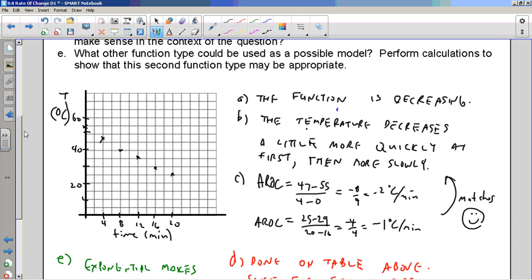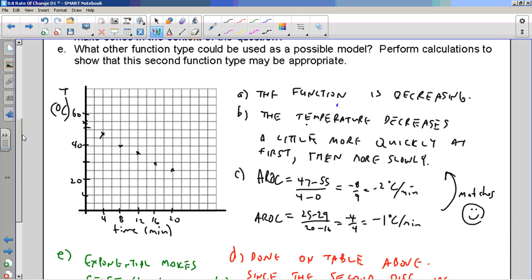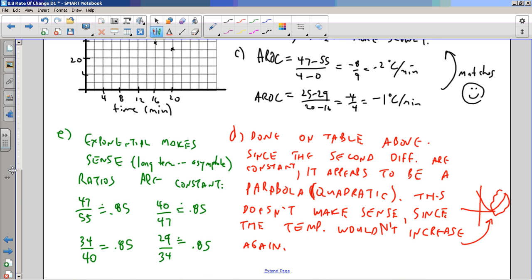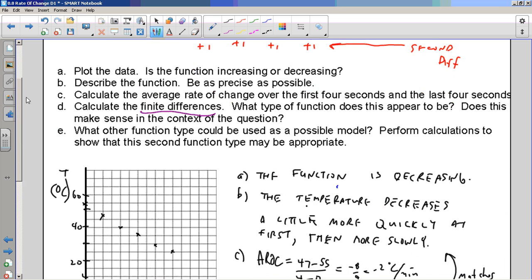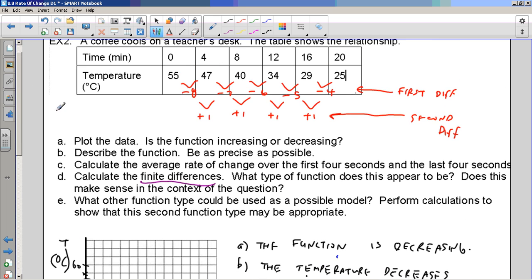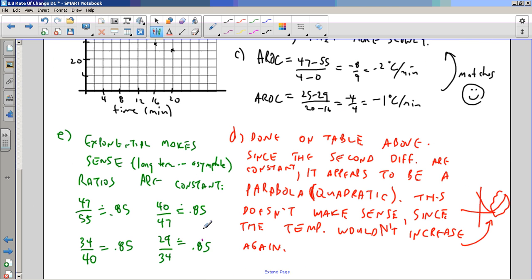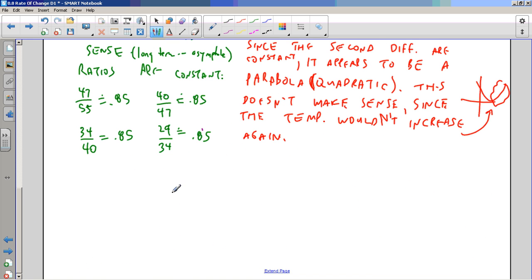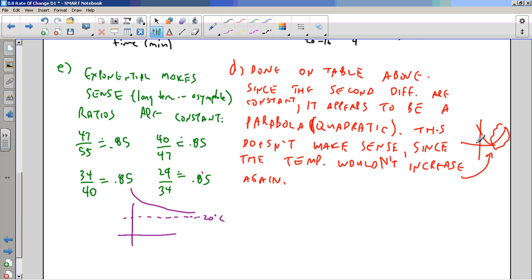And then part E is, what other function type could be used as a possible model? Well, if you remember from last year, this is actually an exponential model, right? A coffee cooling to room temperature. And I can tell it's an exponential model by not taking the differences, but by calculating the common ratios. 47 divided by 55, and you get a common ratio of about 0.85, a decay function. And that makes sense because an exponential function will have some sort of asymptote and decrease to its asymptote, and this asymptote will be room temperature, whatever room temperature might be, 20 degrees Celsius, right? That makes more sense than having a coffee spontaneously heat up. A bit silly. All right, on to example 3.